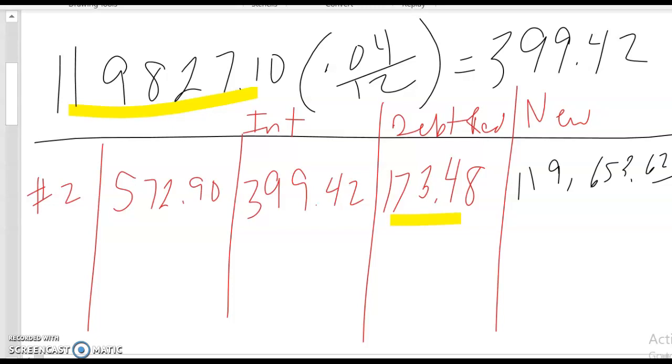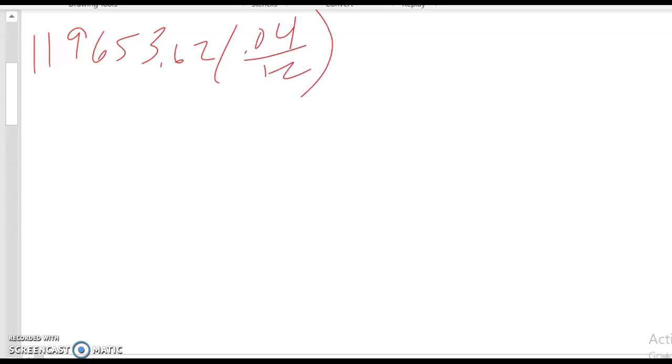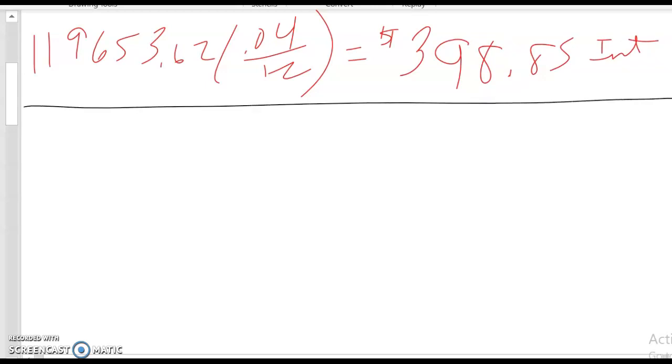And this is how it works. So let's do one more month real quick. We have our new balance. So again, that's what we're going to use. $119,653.62 multiplied by 4% divided by 12 gives us an interest of $398.85. So you can see every month, slowly, that interest amount goes down. That means the debt payment goes up.